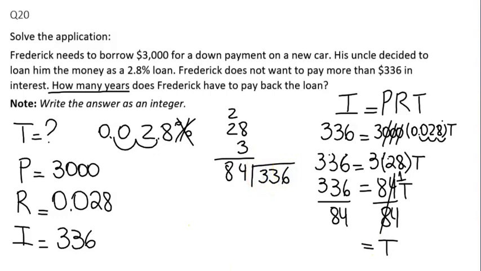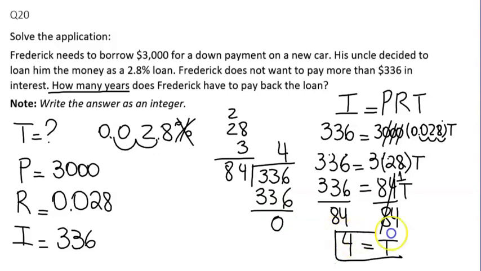336. What is that? I think that is 4. 4 times 4, 16. 32 and 1, 33. 0. 4 years. Fred has to pay his uncle in 4 years, so he doesn't pay more than that in interest.